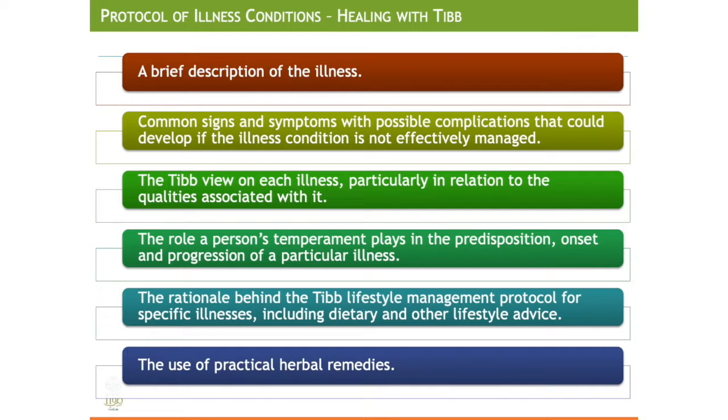These include, firstly, a brief description of the illness, common signs and symptoms with possible complications that could develop if the illness condition is not effectively managed. The Tibb view on each illness, particularly in relation to the qualities associated with it. The role a person's temperament plays in the predisposition, onset, and progression of a particular illness. The rationale behind the Tibb lifestyle management protocol for specific illnesses, including dietary and other lifestyle advice. The use of practical herbal remedies.